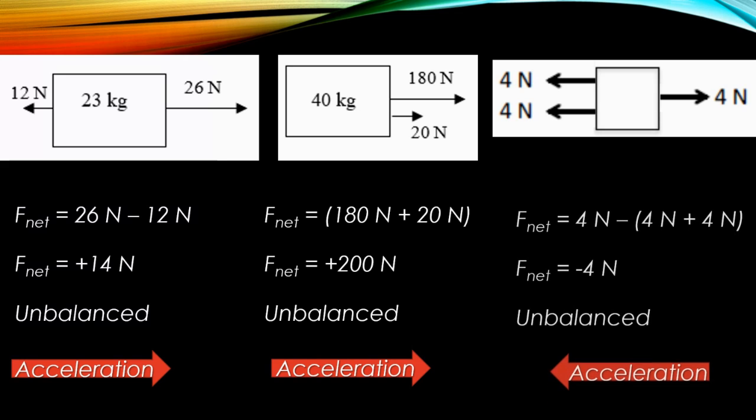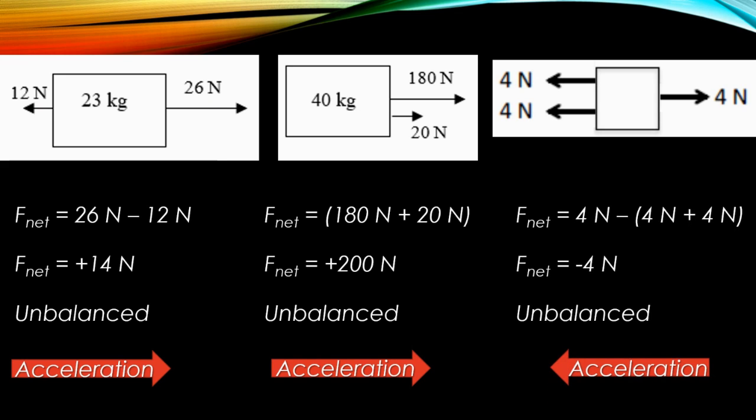Now this last one, we have 4 newtons pulling to the right, and then we have two 4 newton forces pulling to the left. So a total of 8 newtons pulling to the left. So we're still doing right minus left. So 4 newtons to the right minus 8 newtons to the left, so 4 minus 8 is going to be negative 4 newtons. This is an unbalanced force to the left, so the acceleration must be to the left.